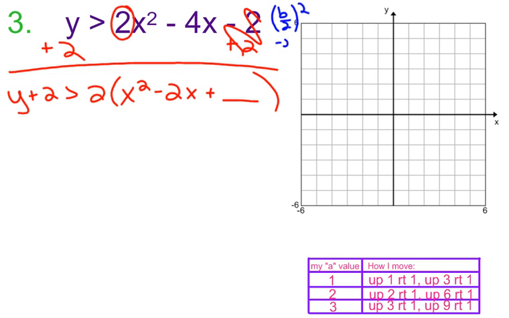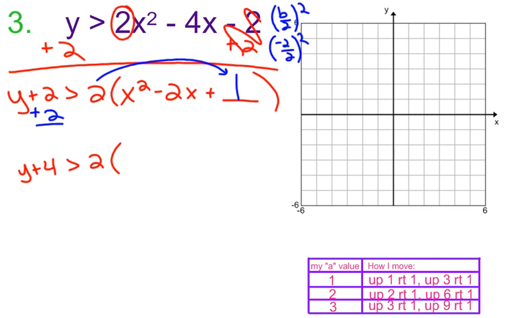b is negative 2. Negative 2 divided by 2 is negative 1. Negative 1 squared is 1. But remember, gotta distribute that there. So I take this, oops, I forgot my blank over there, didn't I? There's my plus 2, I can put it right below. So when I go ahead and add these, on the left side I'd have y plus 4 is greater than 2 times, and I factor. Factors of 1 when added together make negative 2, would be x minus 1 quantity squared.